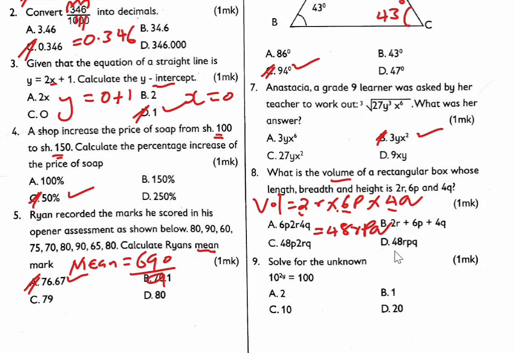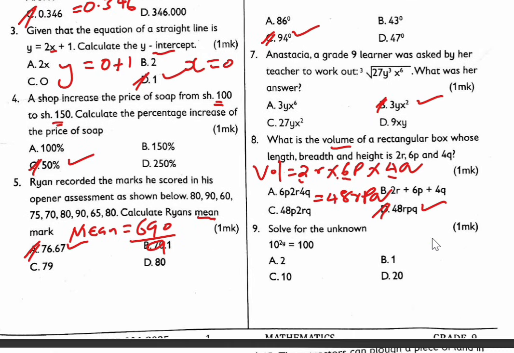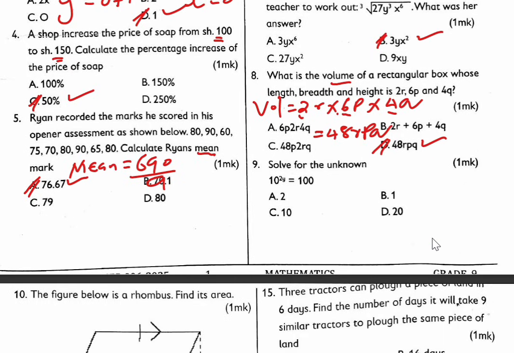You can see the answer is D, 48 rpq. As you're doing the questions, feel free to pause the video, try yourself, and then come and look at the answer. That way you'll be revising and also learning. Number 9.